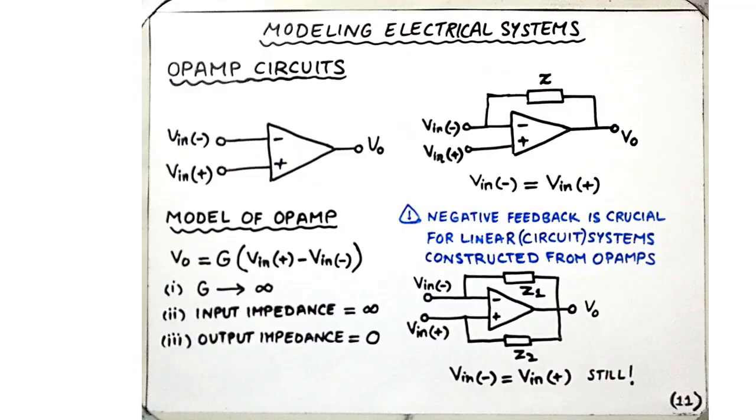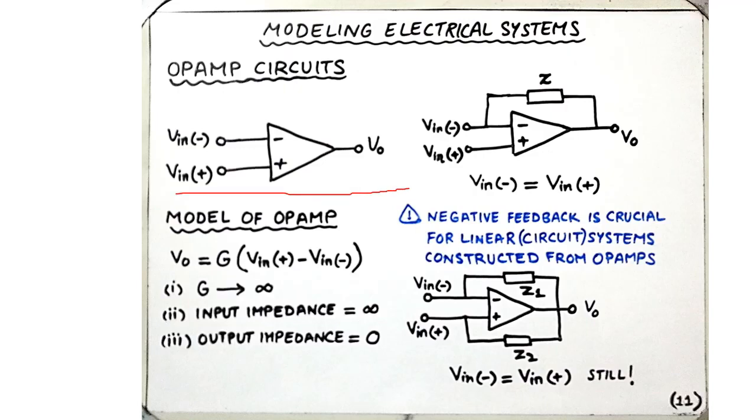All right, moving on to the op-amp circuits. The op-amp is essentially a non-linear device. However, when used as a linear electrical circuit component, it is used with a negative feedback mechanism.